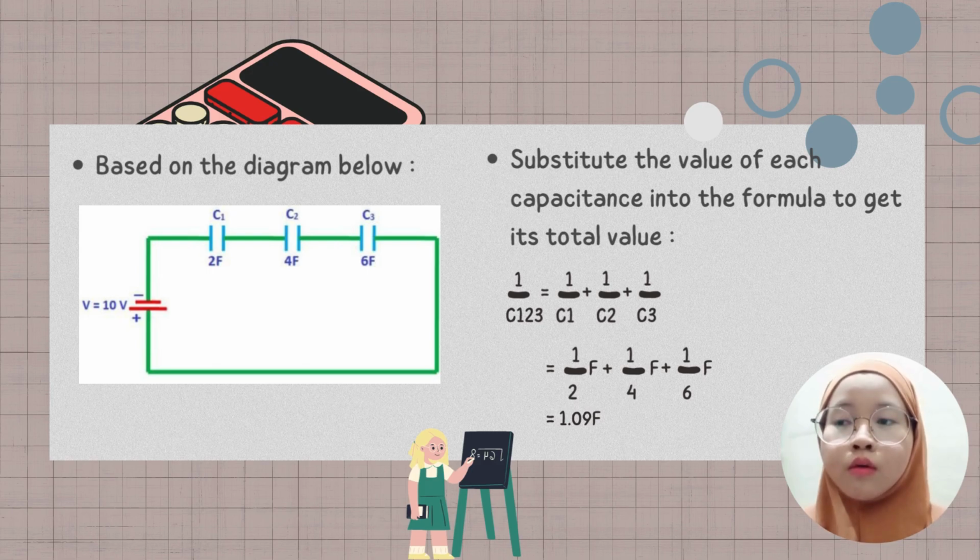which is 1 over C total equal to 1 over C1 plus 1 over C2 plus 1 over C3, which is 1 over 2F plus 1 over 4F plus 1 over 6F. The result will be 1.09 farad.